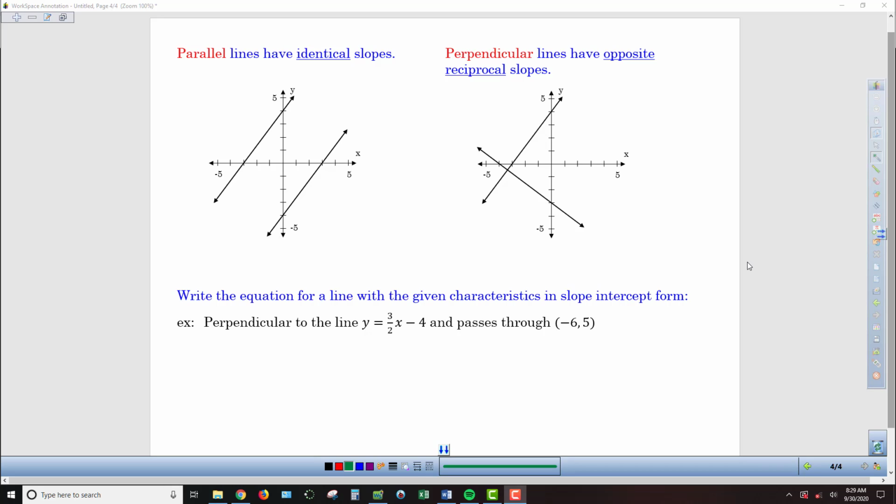When discussing the slopes of a couple of lines on the coordinate plane, we can have two special circumstances that we should be aware of. One is for parallel lines. If lines are parallel, that means they don't cross. Well, if they're not going to cross, that means that they're going to have identical slopes.